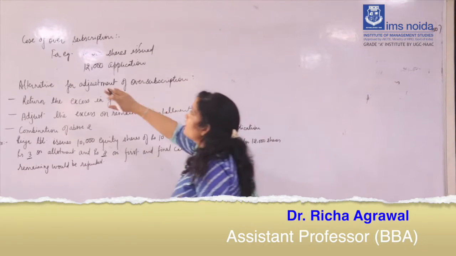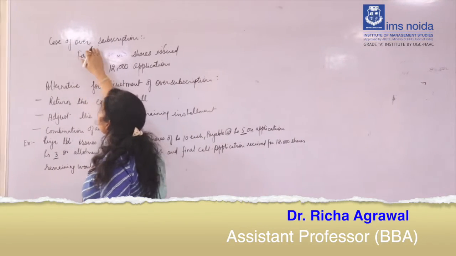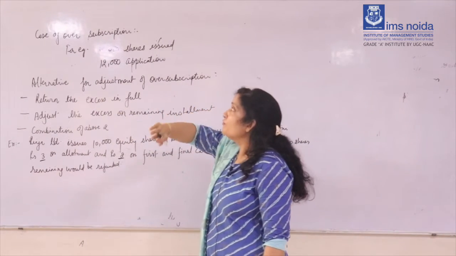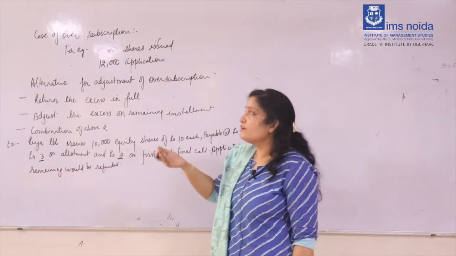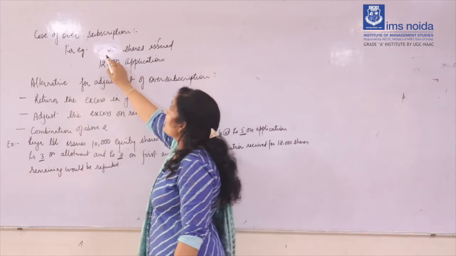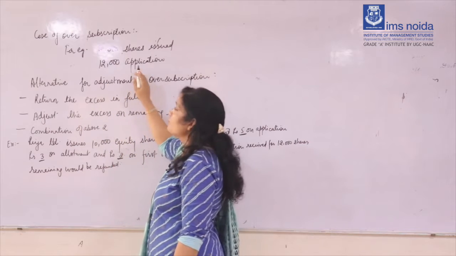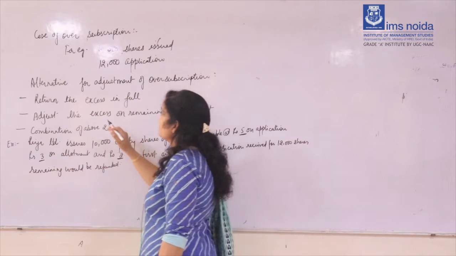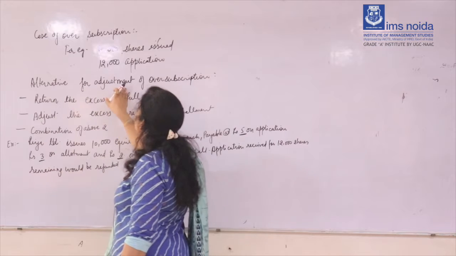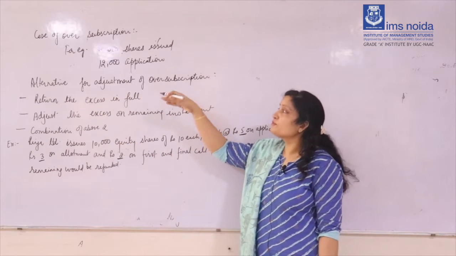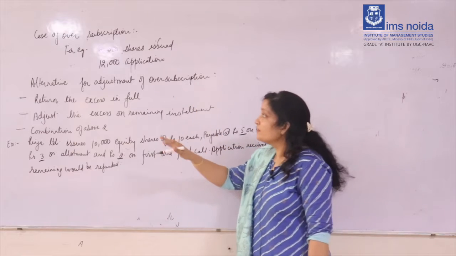Now we will understand the case of oversubscription. What is the meaning of oversubscription? We have issued 10,000 shares but are receiving applications for 12,000 shares. The alternatives for adjustment of oversubscription: how will we adjust it?